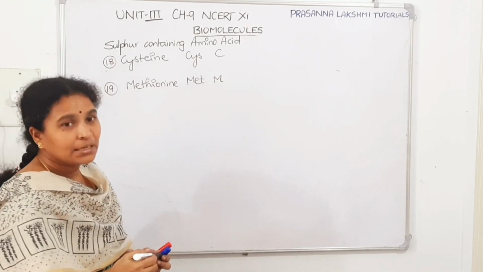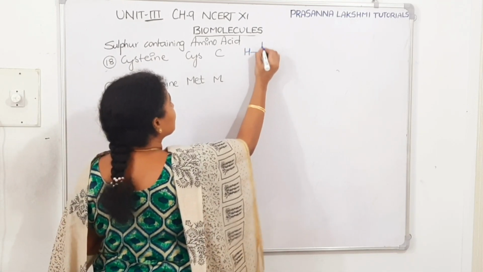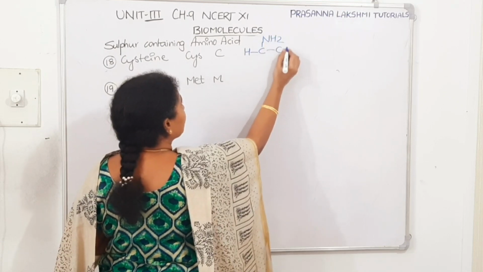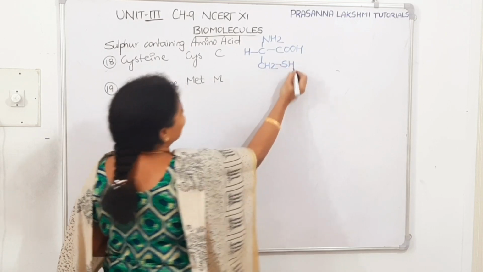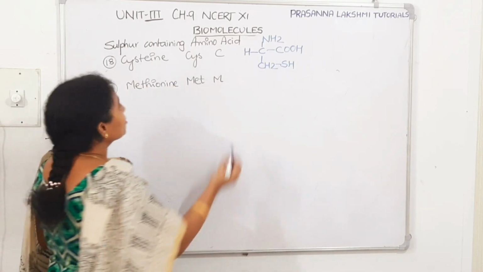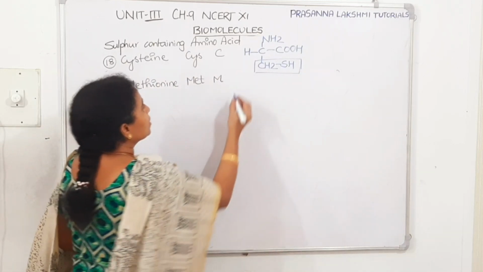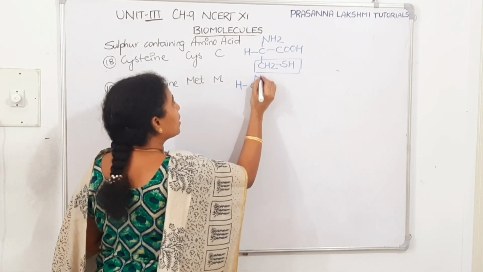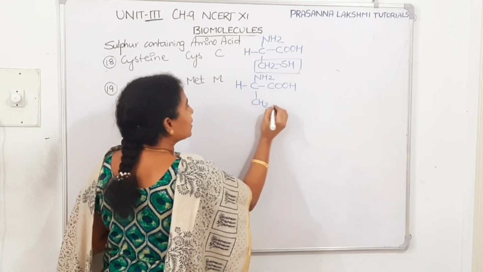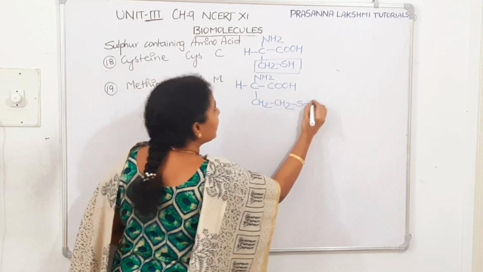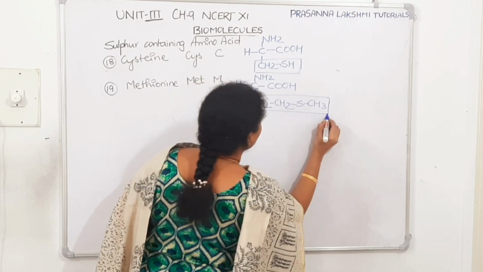So cysteine has a simple structure. Write down the basic structure; by this time you might have got the practice of writing it. This is alanine. To alanine add SH, that's it. If you add SH, it becomes cysteine. Then methionine has a long R group. We will take 2 CH2s, then S and CH3. This is the structure for methionine.